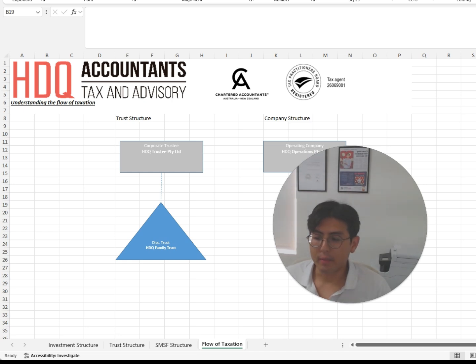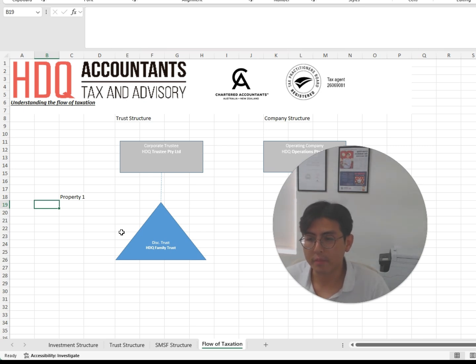What is it? It's basically a relationship. It exists to separate legal and beneficial ownership. What this means is one person can own something and somebody else can benefit from that something. So let's say if HDQ Family Trust in this example owns property 1, the legal owner in this case would be the trustee, because the trust itself isn't actually a separate legal entity. That would be separating the legal ownership, and that's also why you get a layer of asset protection.